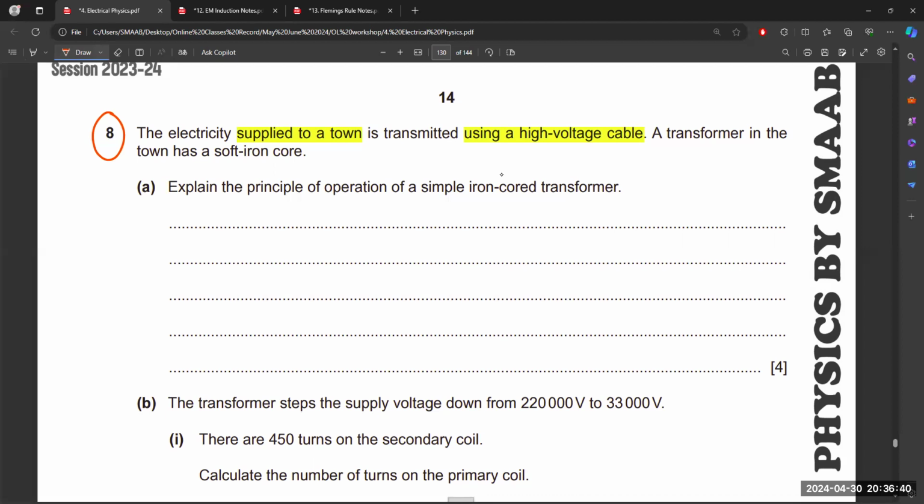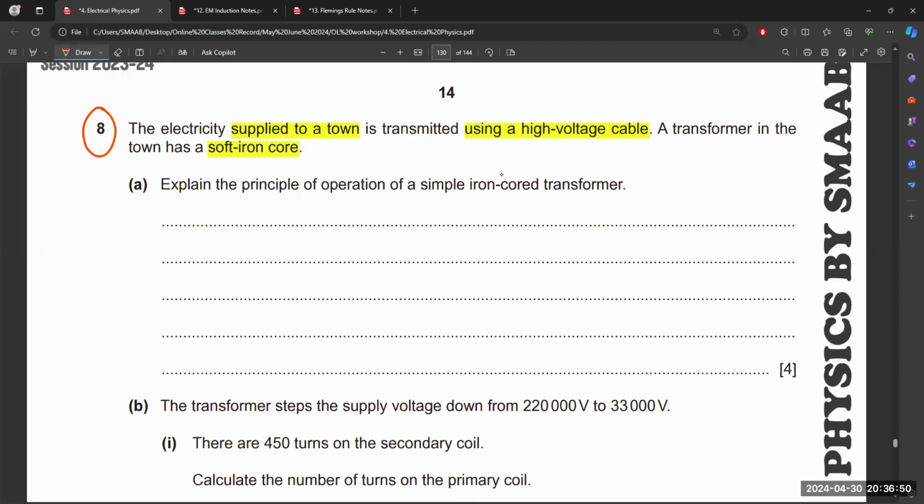And a transformer in the town has a soft iron core. The meaning of the soft iron core is just like yesterday we discussed, iron can be easily magnetized and easily demagnetized. So the question is: explain the principle of operation of a simple iron core transformer. So we will explain the whole idea of what actually happens.